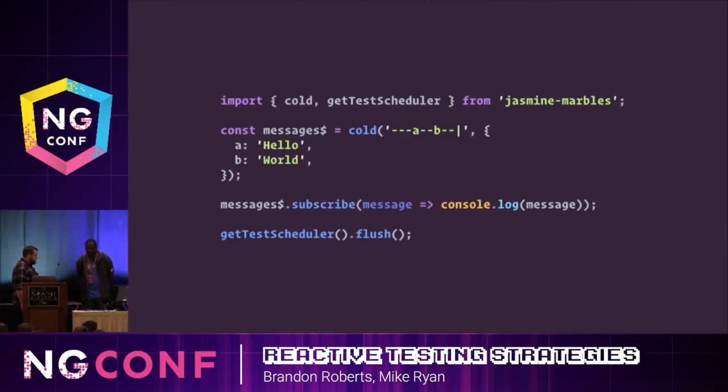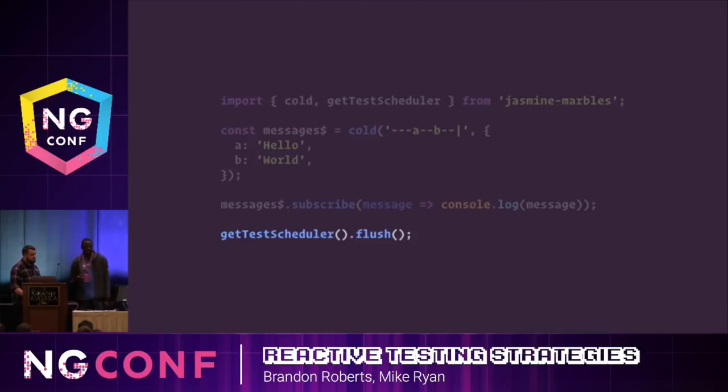So let's go back to this code sample. What is this actually doing, Brandon? So actually this marble diagram is using the scheduler, as we mentioned before, to simulate time. And after this sequence happened, we call flush to start that sequence and run the test, in this case subscribing to the observable. And this happens using a scheduler.